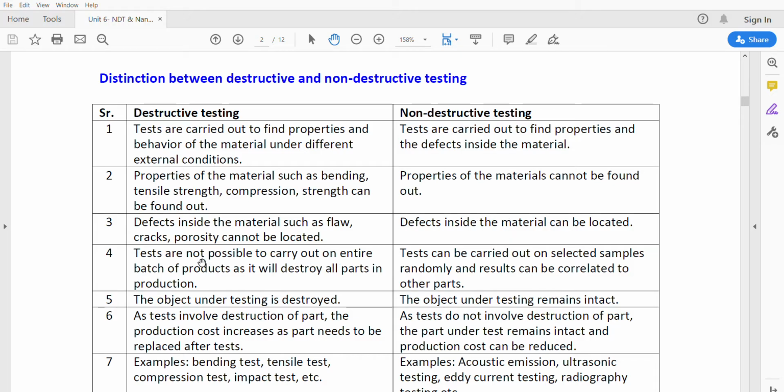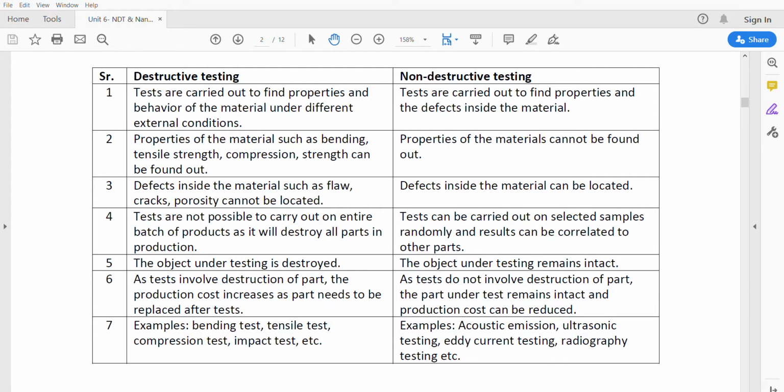The fourth one is that tests are not possible on an entire batch of products. In destructive testing, we need to take a sample from the bulk of materials, test that sample, and apply the sample results to the total group of materials. In non-destructive testing, we can randomly check multiple samples and correlate the results to the other parts. In destructive testing, the object under test is destroyed, so after testing we cannot use that object. In non-destructive testing, the object under test remains intact. Without destroying the sample, we can test it and reuse it.